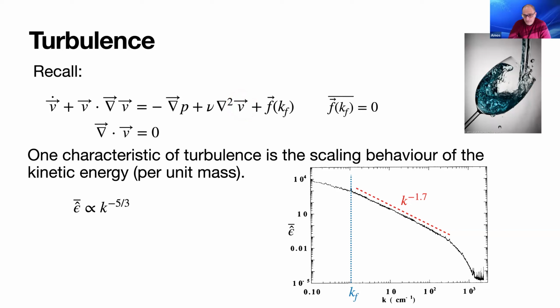F is for forcing. So that's the scale where we put the energy in. And then there's a scale where dissipation occurs. That's usually denoted by kd, d for dissipation. The range where we see this power law is between the range where the force is injected and where dissipation occurs. This is called the inertial range, and that's where we expect to see this power law.